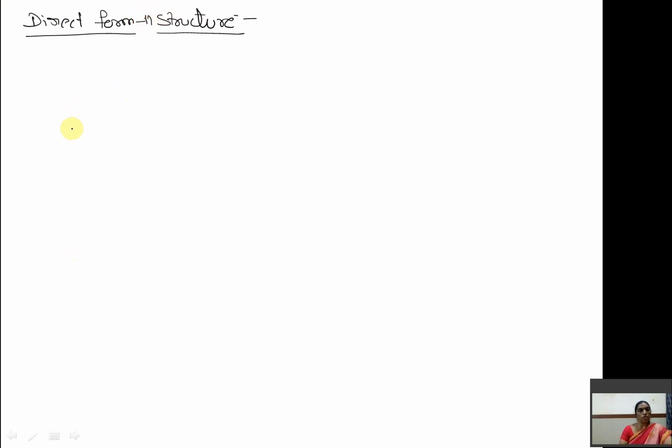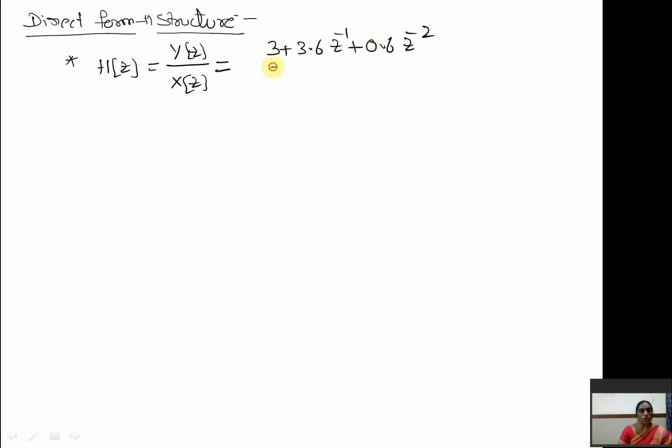Direct form 2 structure means, consider the equation H of z, that is Y of z divided by X of z, equal to 3 plus 3.6 z inverse plus 0.6 z power minus 2, divided by 1 plus 0.1 z inverse minus 0.2 z power minus 2.